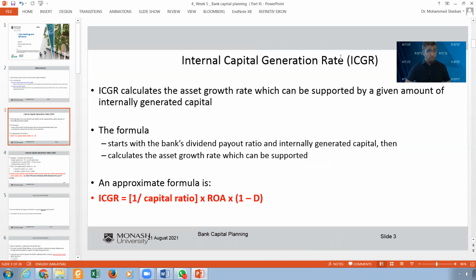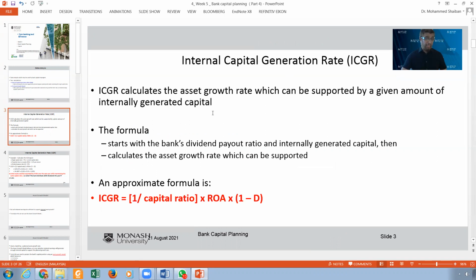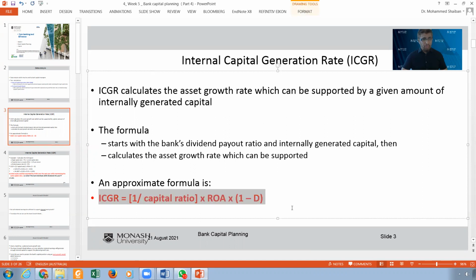The ICGR calculates the asset growth rate which can be supported by a given amount of internally generated capital. As you can see, this model is very, very passive. Bank management do nothing. They just look at how much capital is there, and then they increase the assets. This is the formula. This is the capital at the beginning of the year, and this is how much I get from the return earning, and I subtract the dividends. That's all, but I want to transfer this to numbers.